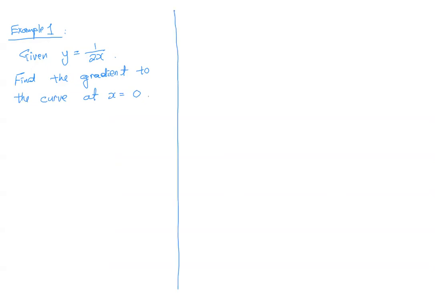Hello, students, do you see my question? Is my question right or wrong? Can you find the gradient to the curve at x equal to 0? Wrong. Why wrong? x cannot be 0. Why x cannot be 0? The domain of the function, x cannot be 0. Yes, because the domain, x cannot be 0.